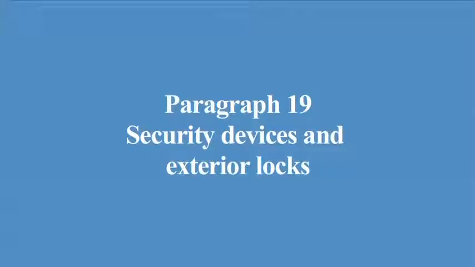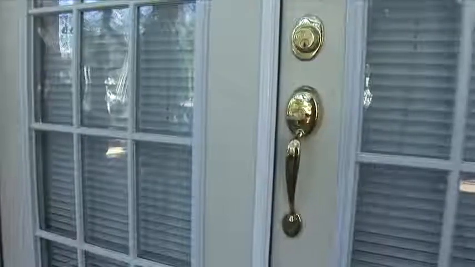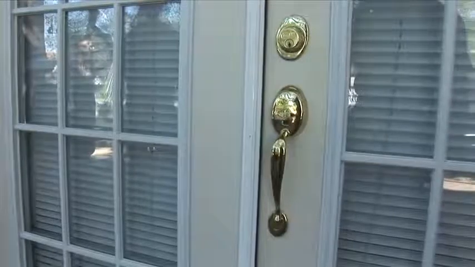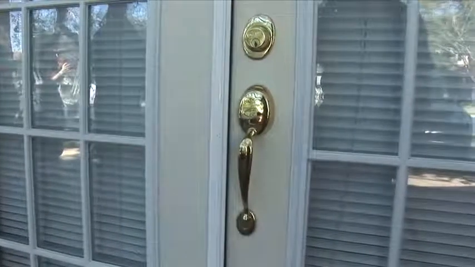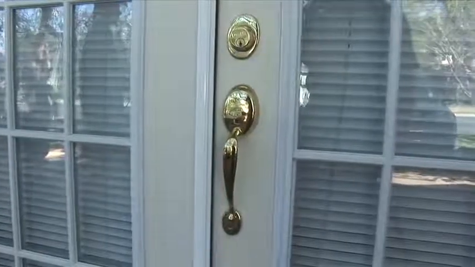Paragraph 19, security devices and exterior locks. This paragraph indicates that the property must be equipped with certain security devices required by law. These requirements can be found in Subchapter D, Chapter 92 of the Texas Property Code. There are various remedies for the tenant if the landlord fails to comply with the Texas Property Code. Also, there are substantial penalties for the landlord if these security devices are not installed.